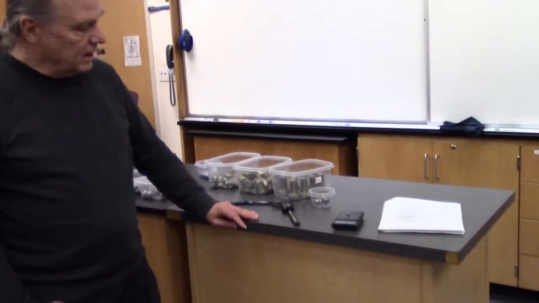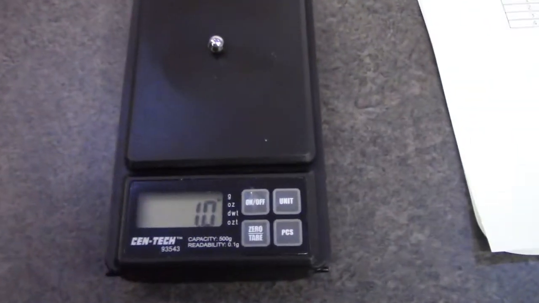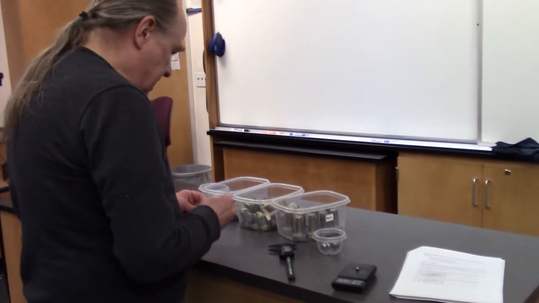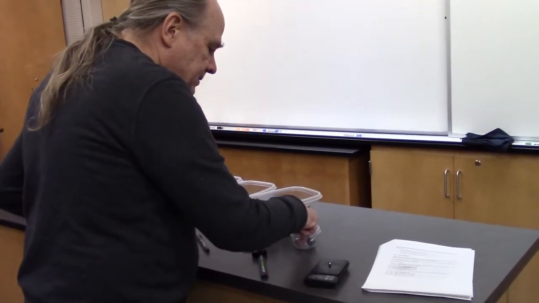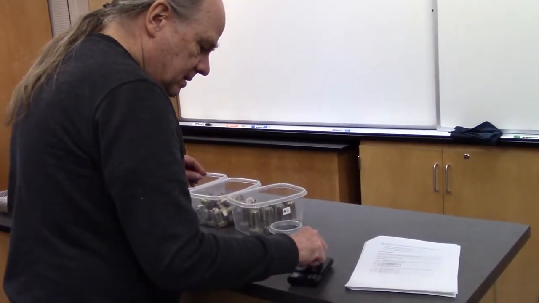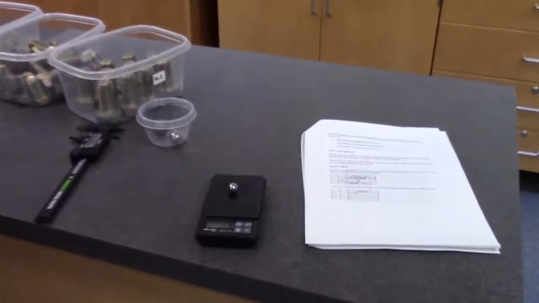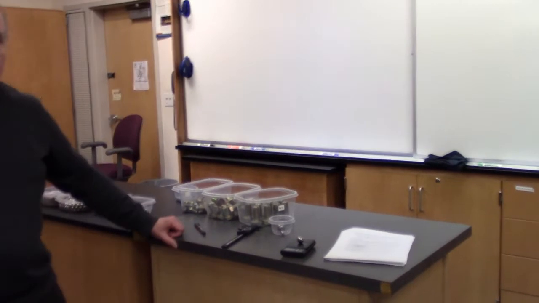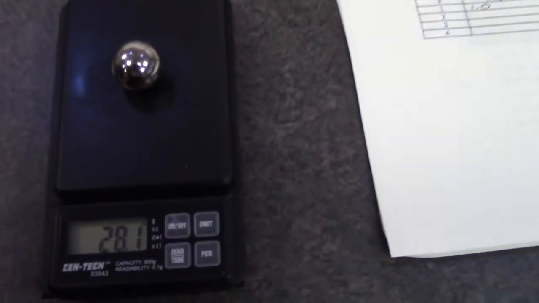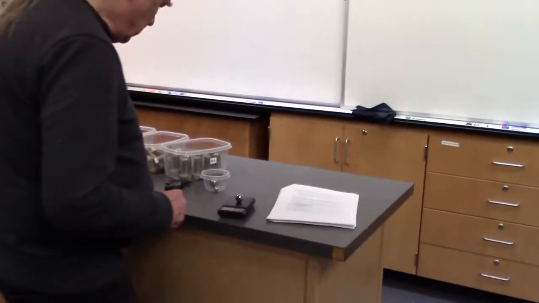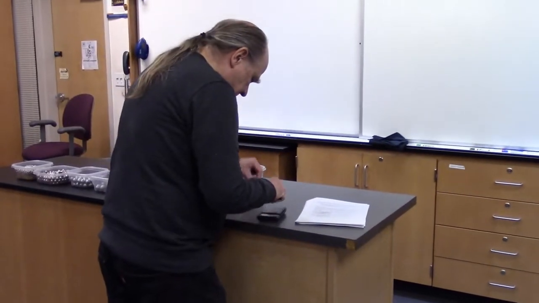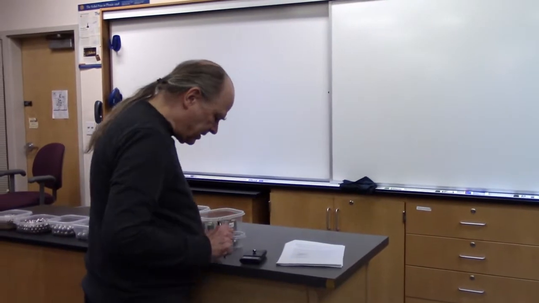And so now I put on the small ball bearing, and I get 1.0. Okay. Then going to the next size ball bearing, it looks like I've got 8.3. The next size ball bearing, I've got 28.1. Oh, let's see. 28.1. And let me remeasure this. Oh, this time it's telling me 8.4.